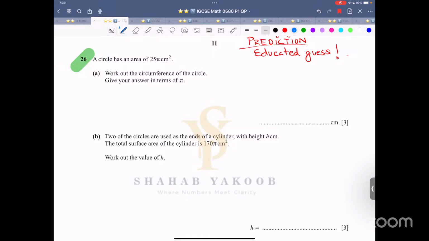When we say that the area is this, therefore pi r square is 25 pi. R square is 25, R is only plus 5 because it's a dimension. That's the first thing. Very basic thing, but don't make mistakes. And circumference is 2 pi R. That is 2 into pi into 5, that is 10 pi. And write 10 pi over here.